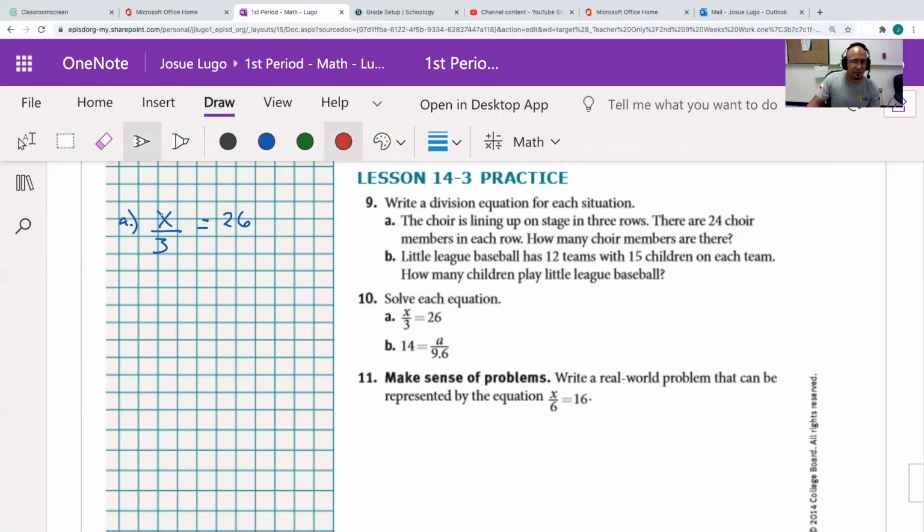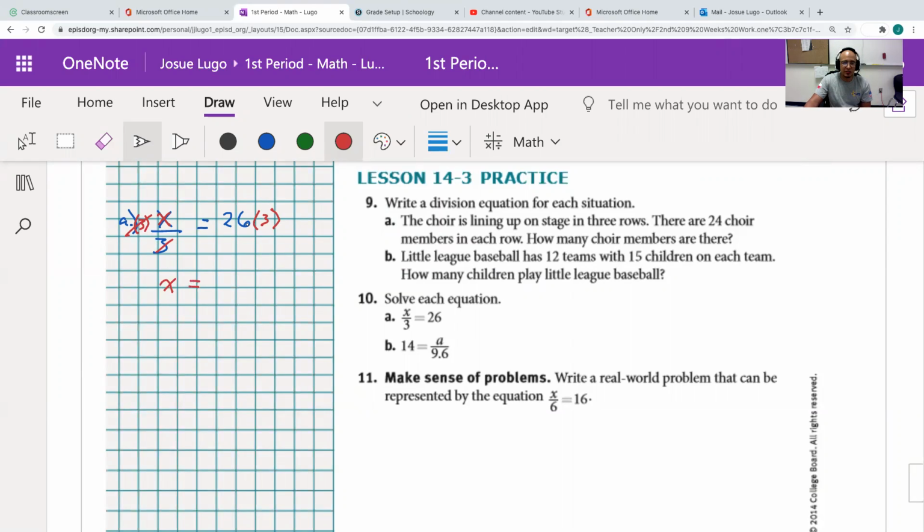Remember, I want to isolate my x. I want to isolate this variable right here. The opposite of dividing by 3 is to multiply by 3. All right, so I'm going to multiply the x by 3. And I'm going to do the same thing to the other side. Whatever you do to one side, you must do to the other. So the 3's will cancel out, leaving the x isolated.